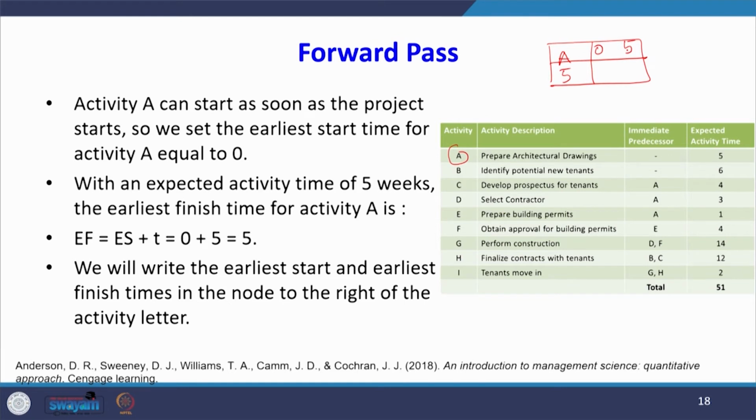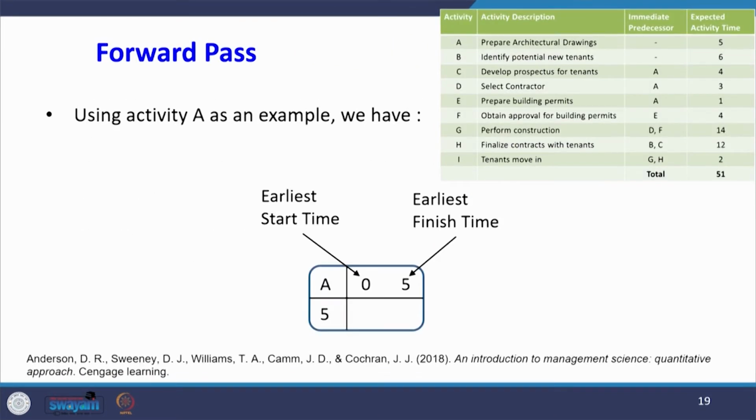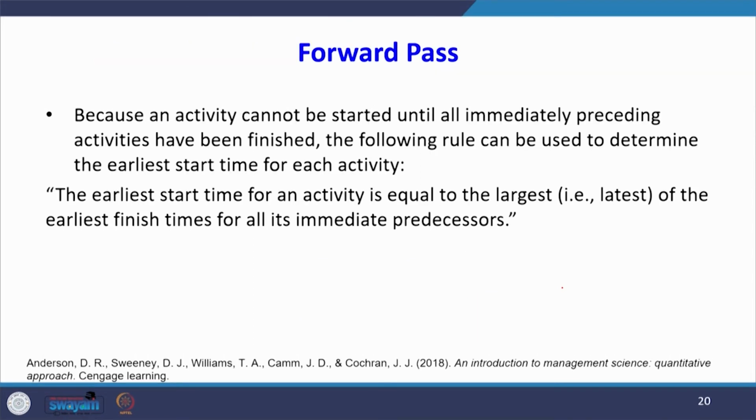We write the earliest start and earliest finish time in the node to the right of the activity letter. This is the way we have to write it. This represents the earliest start time, and this represents the earliest finish time. Using activity A as an example, the activity duration is 5 weeks, so the earliest start time is 0 and the earliest finishing time is 5, because 0 plus 5 equals 5. Like this we have to write for all activities.